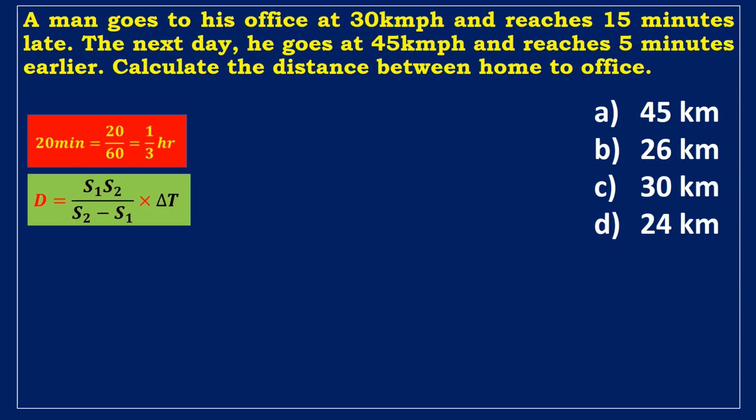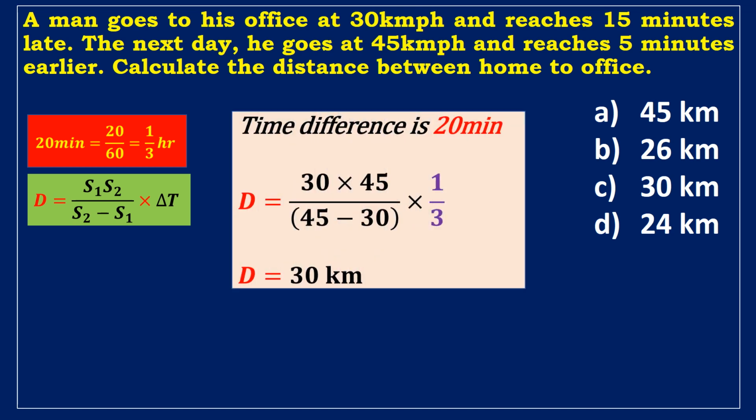Example 2. A man goes to his office at 30 kilometers per hour and reaches 15 minutes late. The next day, he goes at 45 kilometers per hour and reaches 5 minutes earlier. Calculate the distance between home and office. The difference in time, del T, is 15 minus of minus 5, which is 20 minutes. We convert minutes into hours. 20 minutes equals 1 by 3 hours.